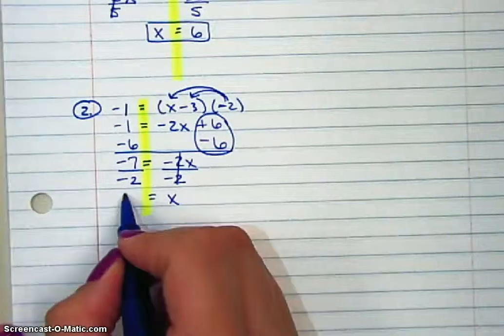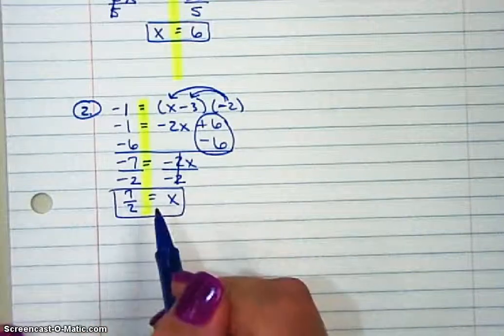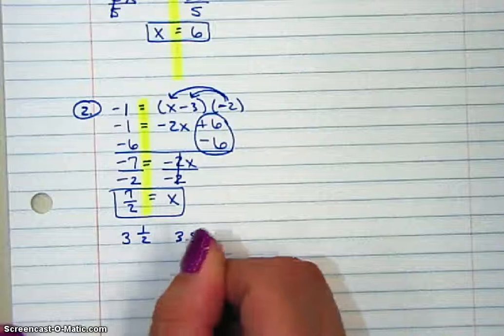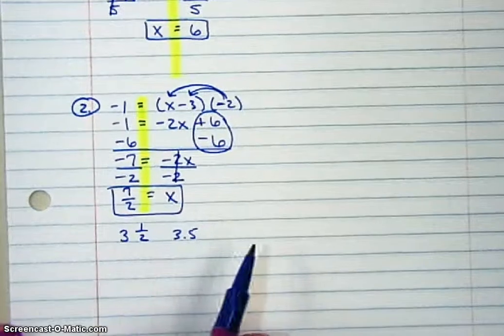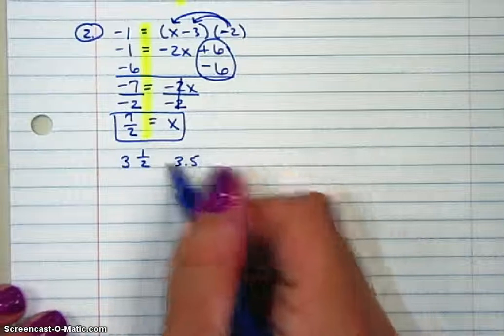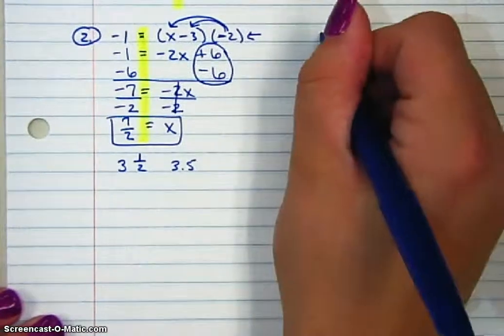X equals, we can either write our answer as 7/2, which is a very good answer. You could also write it as 3 1/2, or 3.5. All three of these answers will work because they are exact. Once again, you can also check this by plugging it back here in the original problem. So let's try number 3.